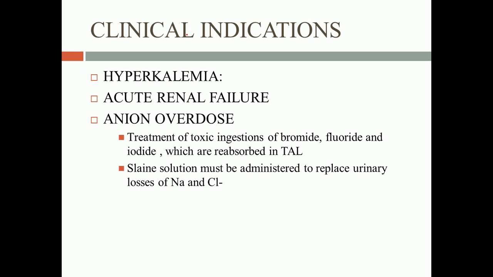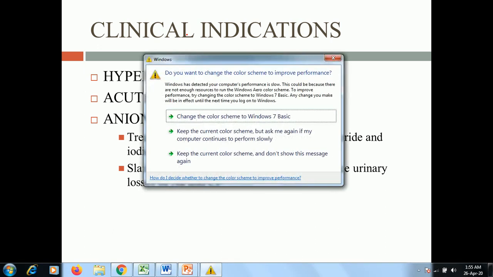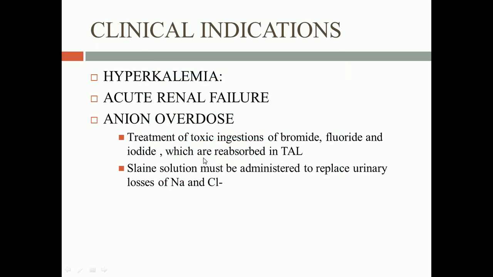But why are loop diuretics preferred over thiazide? Because thiazide diuretics become ineffective when the glomerular filtration is less than 30 ml per minute. Remember this. So loop diuretics are the primary drug of choice for volume management in renal failure.